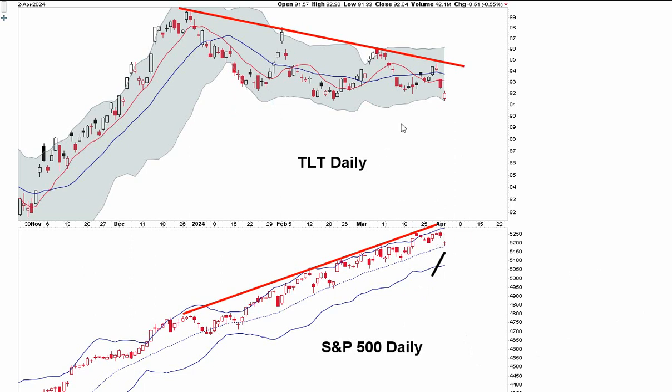A topping tail on the 10-year Treasury note yield, and we got a hollow red candlestick here on TLT. So we could see a rebound, and if we do, we could see a rebound to try to fill that gap with the S&P 500 pulling off ahead of Powell, so we could try to rally with him.